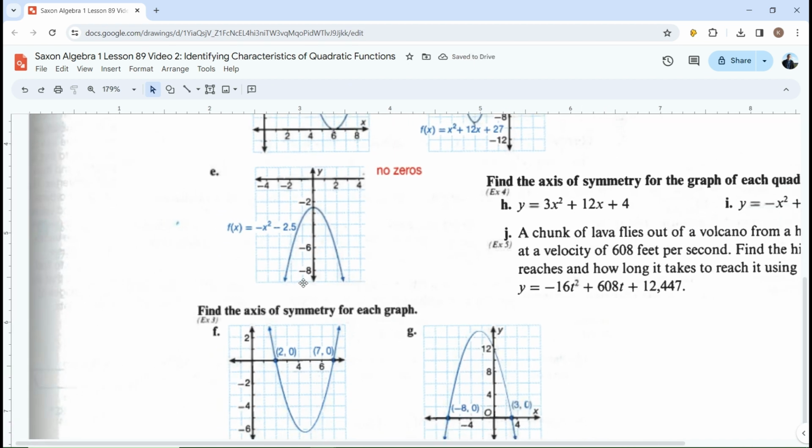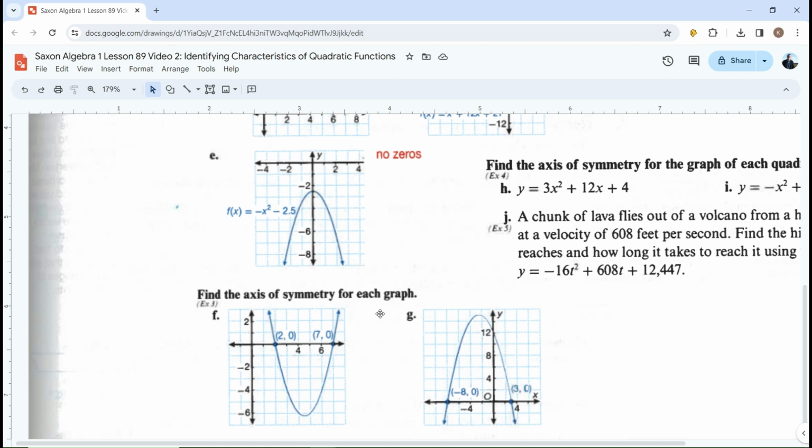All right. Letter F. Find the axis of symmetry for each graph. The axis of symmetry for this graph is going to be halfway between these 2 points, because it has to pass through the vertex. The vertex is going to be halfway between these points. So you see, this point is 2, this point is 7. Halfway between 2 and 7 is, let's see, 4.5. So the axis of symmetry for this one is going to be a line. It has to be a line. x equals 4.5. Let's just make sure I got that right. There we go. x equals 4.5.